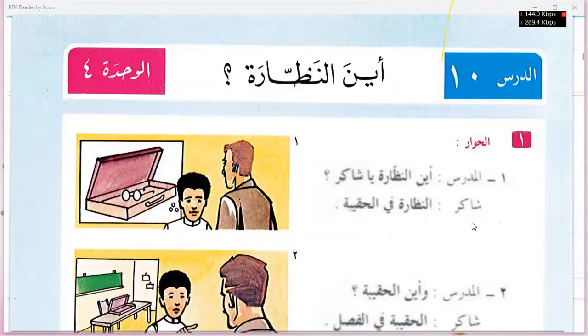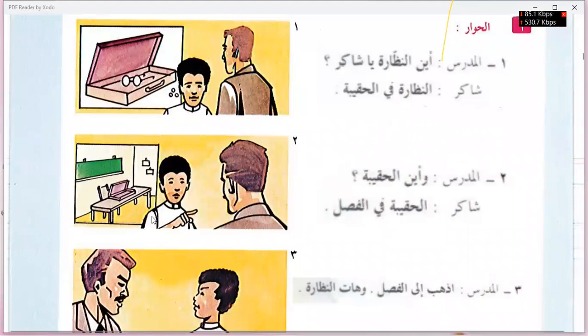Next, Ilyas. Shakir. Ilyas. An-nazara, the glasses. Mr. Kamara Ibrahim, you are Mudarris, you are not Shakir. Ilyas is Shakir. Ilyas will read what Shakir said. Ilyas, now read. Shakir: An-nazaratu fil haqibati. The glasses are in the bag. Okay. Continue. What is the name? Kamara. Al-mudarrisu: Wa ayna al-haqibatu. The teacher asks, where is the bag?